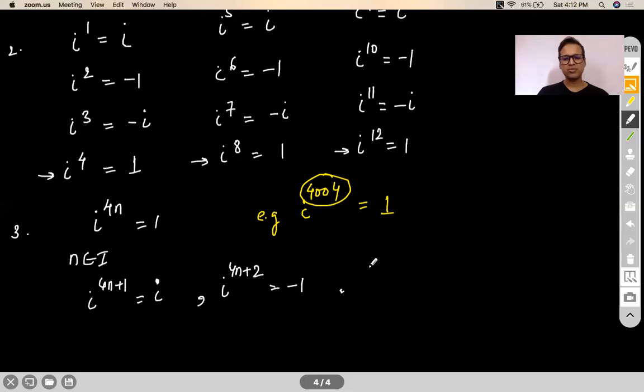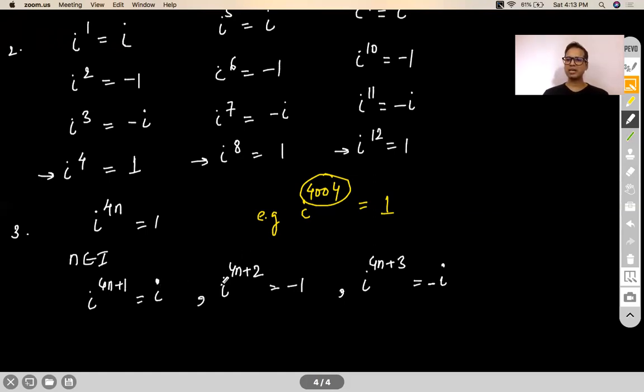And i to the power 4n plus 3 is going to be minus i. Okay, so please make a note of this. If i is raised to any power which is leaving a remainder of 1 when divided by 4, that will give you an i eventually.